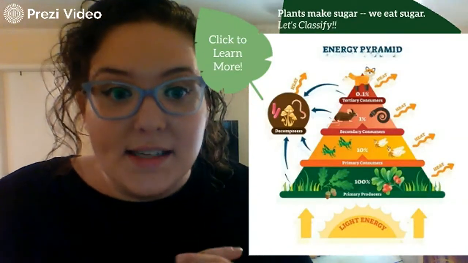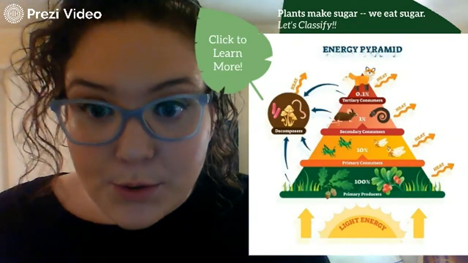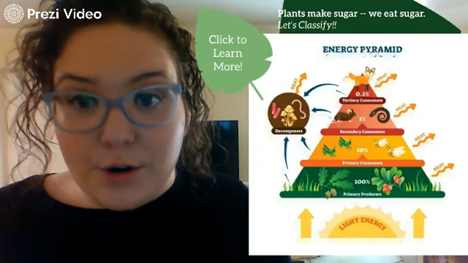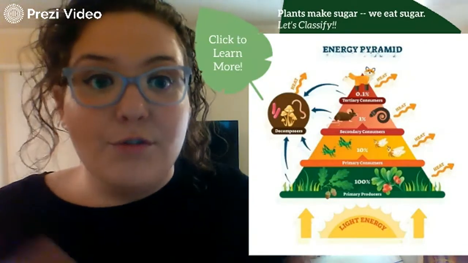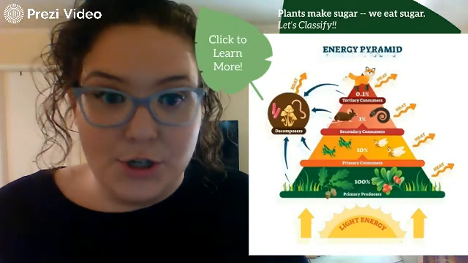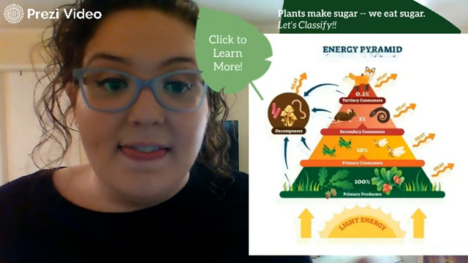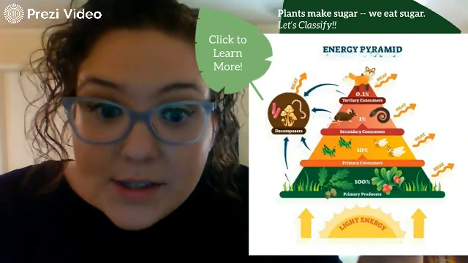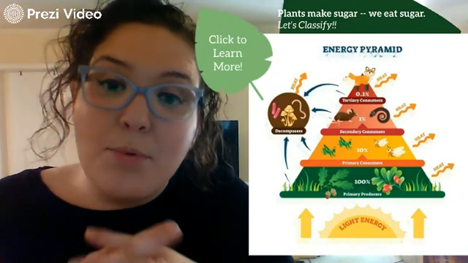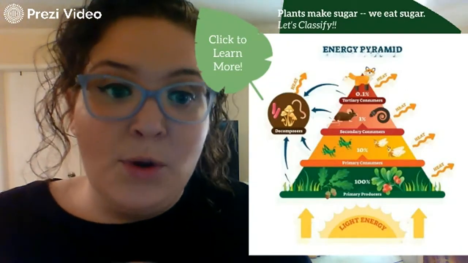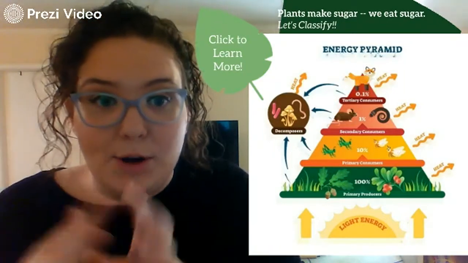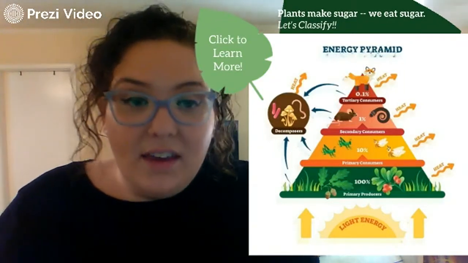We have our energy pyramid here. And this is where you can start to classify some of your information. And we know that producers, autotrophs or chemotrophs, are right here at the bottom of the energy pyramid. They stay at the very bottom because they are primary producers. They produce glucose or sugar for us to eat from light energy.